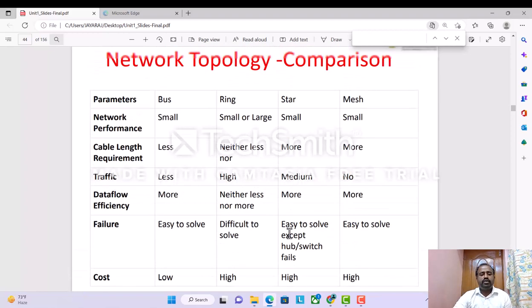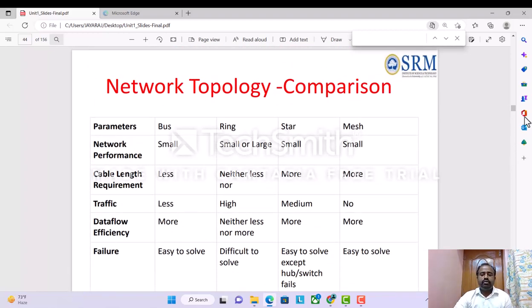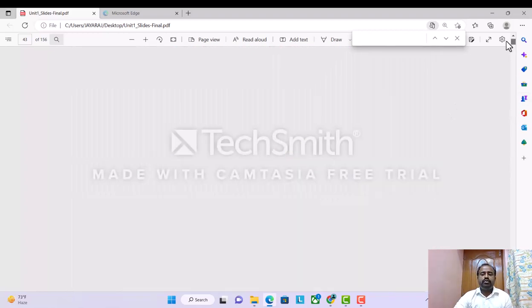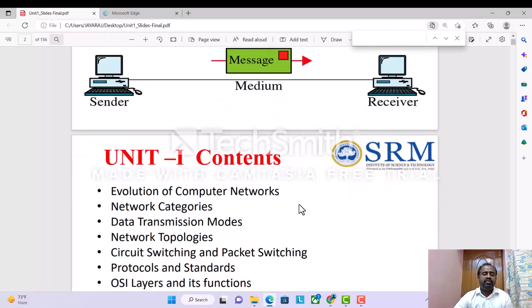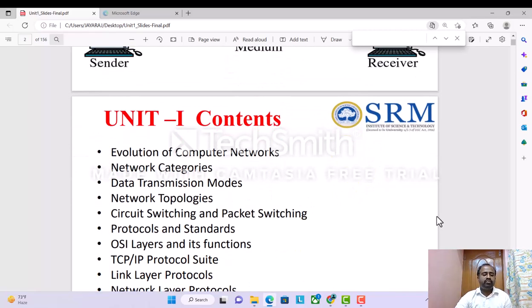Now we have covered the various basics of communications. I hope now you all have an idea about the evolution of network, how these communication networks have been established, and then the network categories, what are all the types of networks and how these networks evolve, and data transmission modes, how the data has to be transferred between these networks. Then topologies, what are the hierarchies followed by these networks for transfer of data.